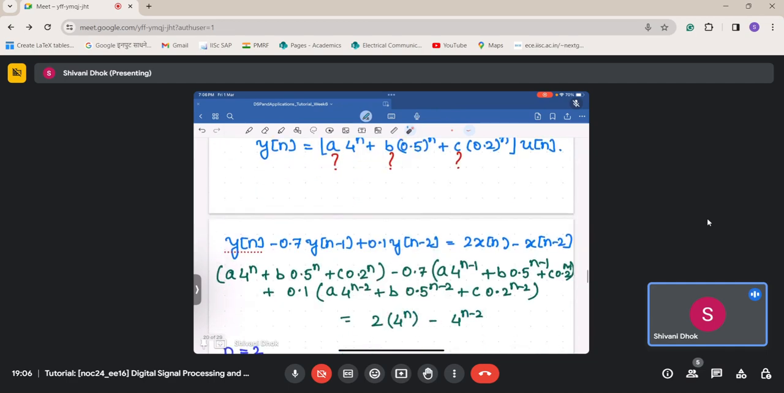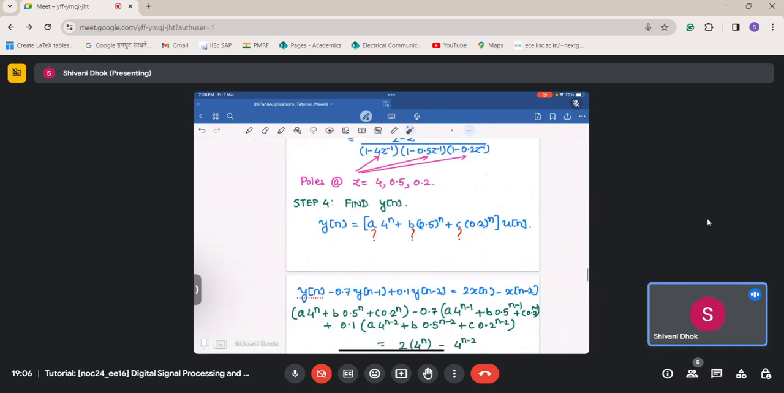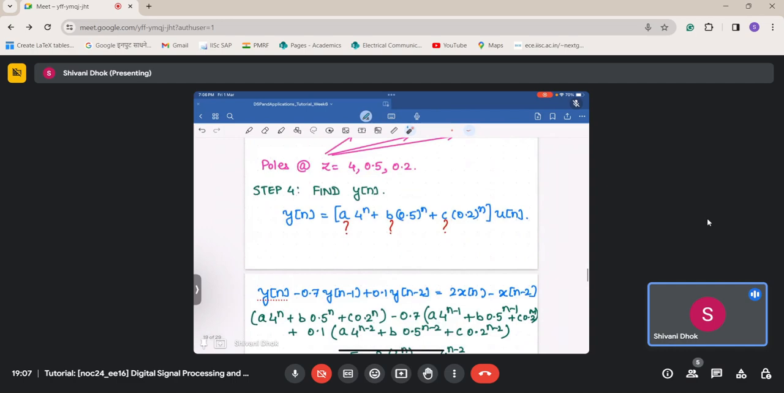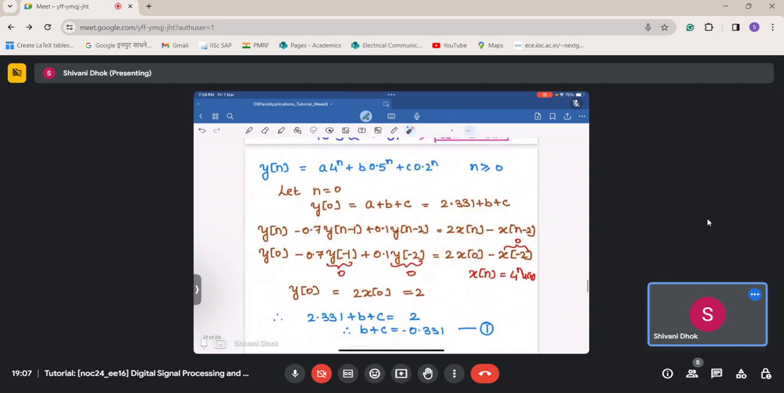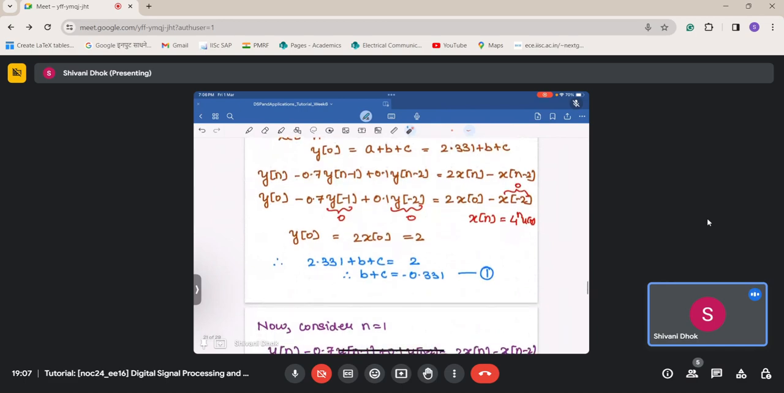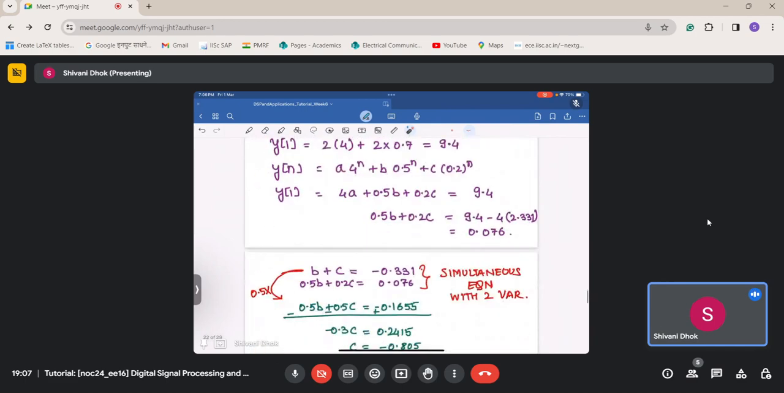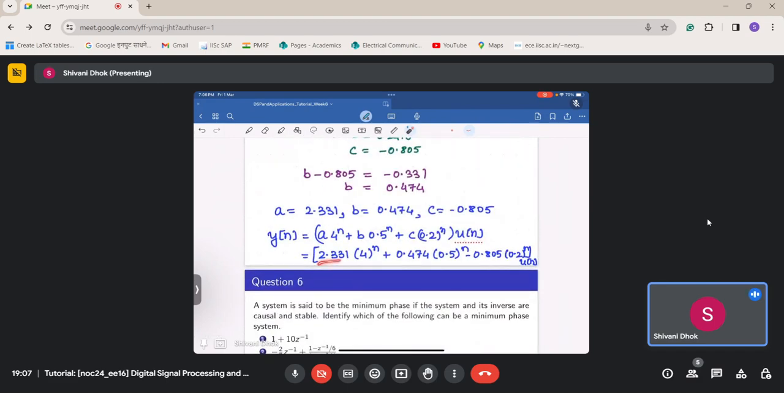Okay, so after that what remained was to find the values of a, b and c. We found a, b and c by considering the difference equation and this relation that we had found, by substituting three different values of n, and this is what we are getting. At the end we had these two simultaneous equations and we found the values of a, b and c, and this is the final output that we are having.